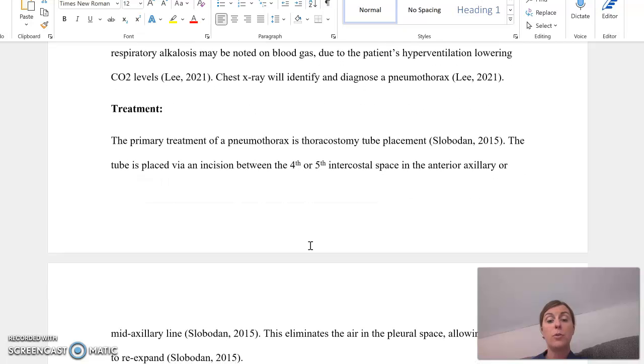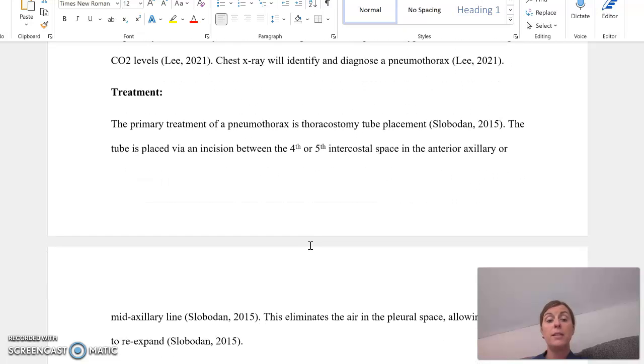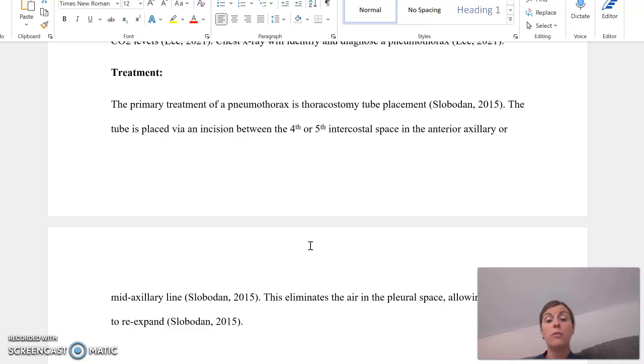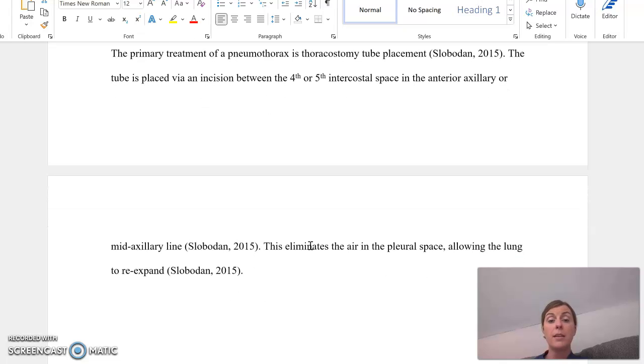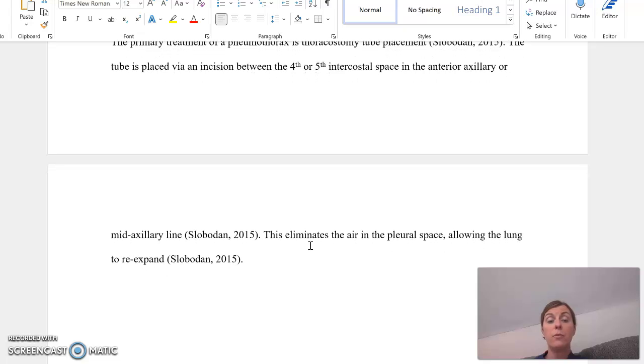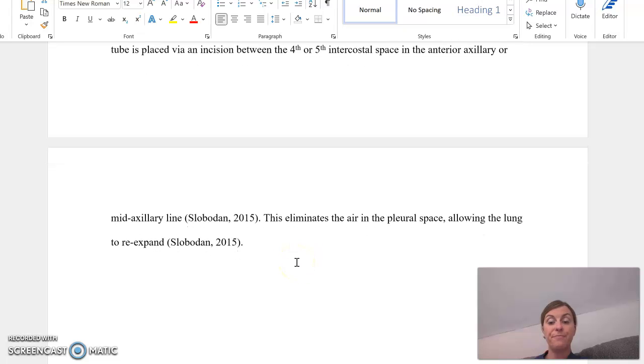And then to treat a pneumothorax, a thoracostomy tube will be placed. The tube is placed via an incision between the 4th and 5th intercostal space in the anterior axillary or mid-axillary line, and the chest tube will be connected to low wall suction, which will pull the air out of the pleural space, allowing the lung to re-expand and reach its maximum vital capacity or reach its full potential of inflating to its full capacity.